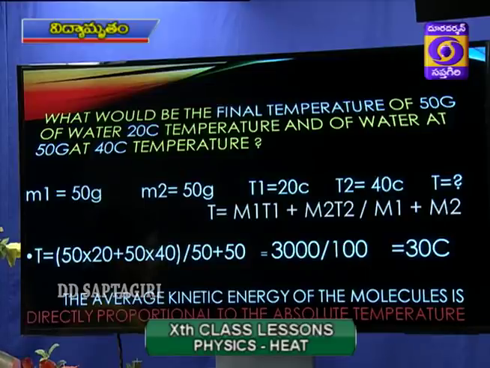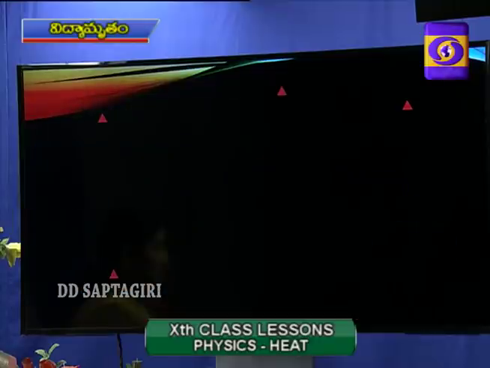Now let us shift to the one important bit. The average kinetic energy of the molecules is directly proportional to the absolute temperature. This is a very important bit, they will ask you in the examination. Okay. Now let us see.